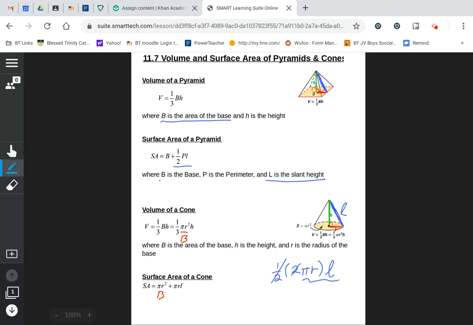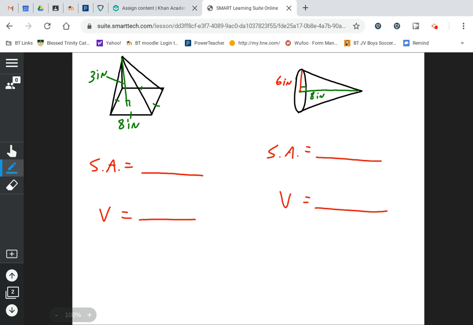All right, so let's look at a few examples here. We're going to go with a basic pyramid and a basic cone. We'll start with a pyramid. When we're looking at pyramids, we need a few things: the base, the height, the perimeter, and the slant height.